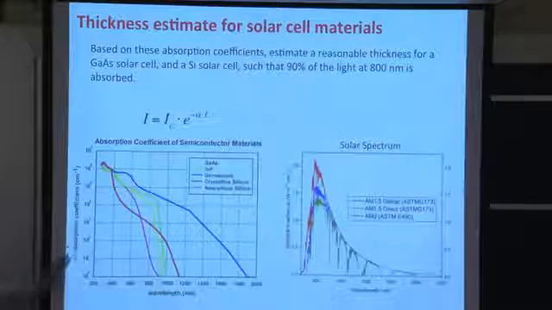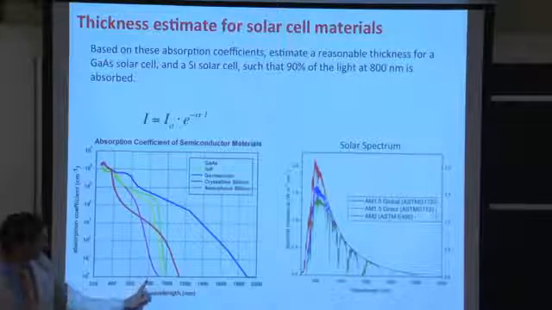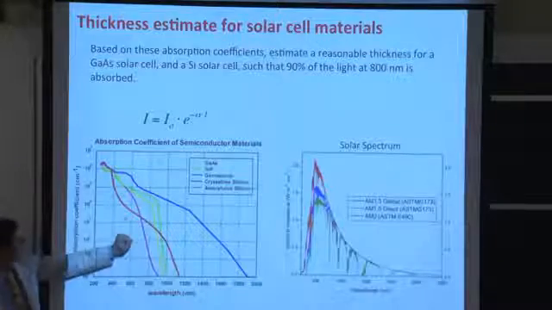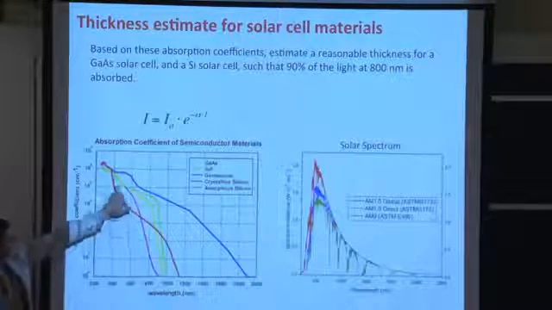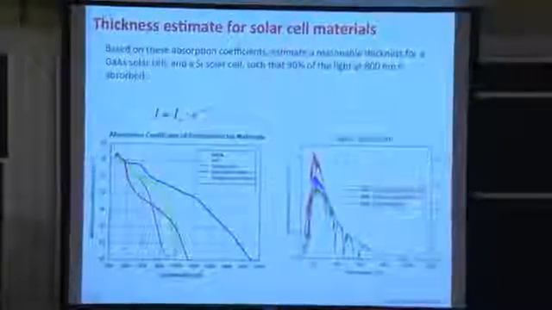So again, we ran through a thickness estimate in class the last time. And we assumed for a semiconductor, I think it was around 800 nanometers for gallium arsenide, and for silicon, maybe a little less, somewhere around 550. What was the thickness necessary to absorb, say, 90% of the light at a given wavelength?